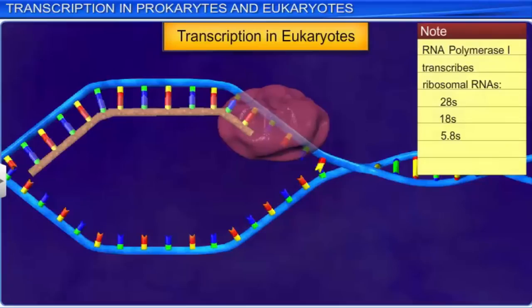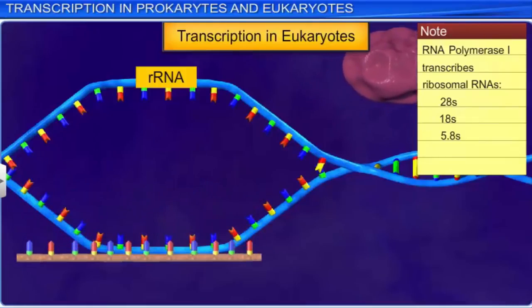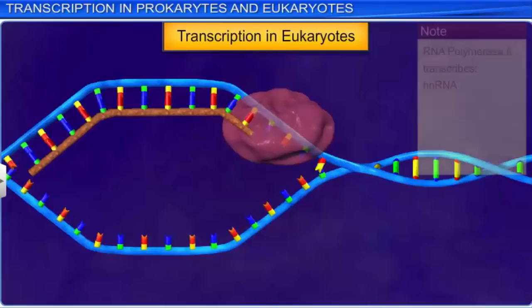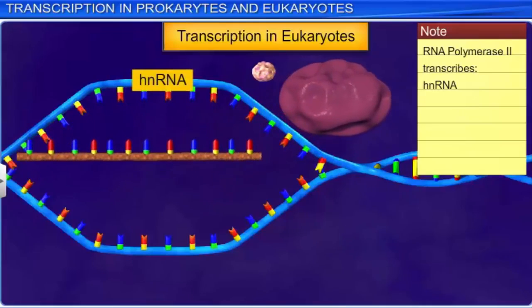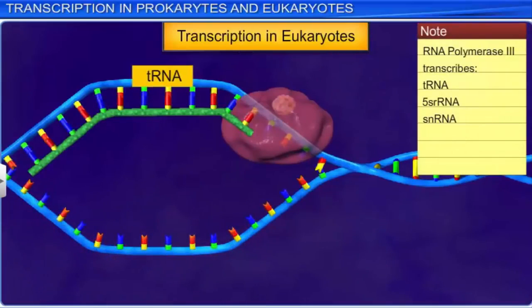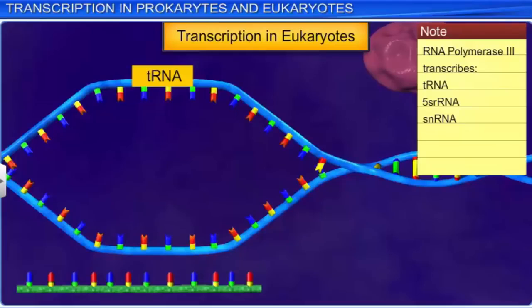The RNA polymerase 1 transcribes various rRNAs. On the other hand, RNA polymerase 2 transcribes the precursor of mRNA, known as heterogeneous nuclear RNA or hnRNA. RNA polymerase 3 is responsible for the transcription of tRNA, 5' subunit ribosomal RNA or 5'SR RNA, and small nuclear RNA or snRNA.